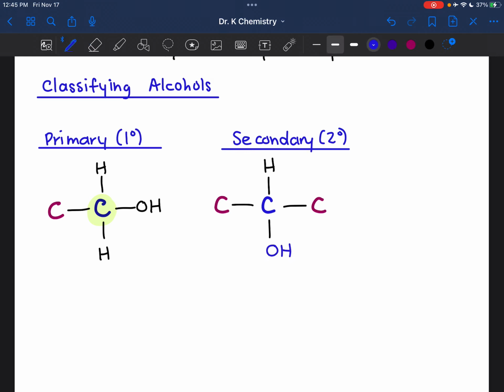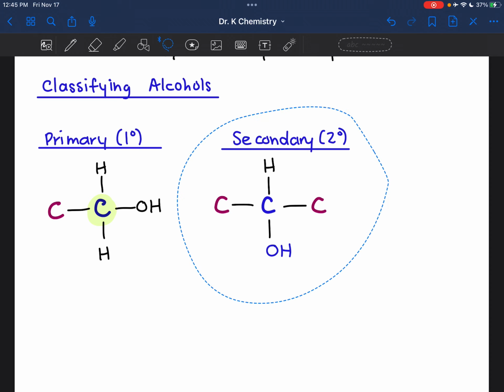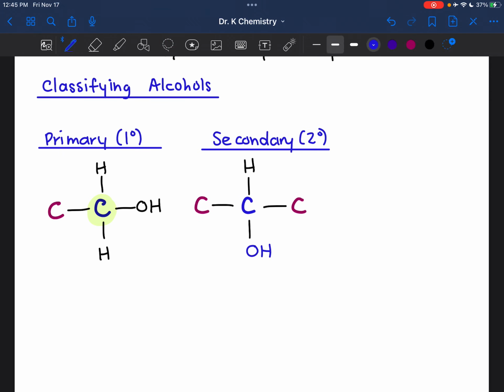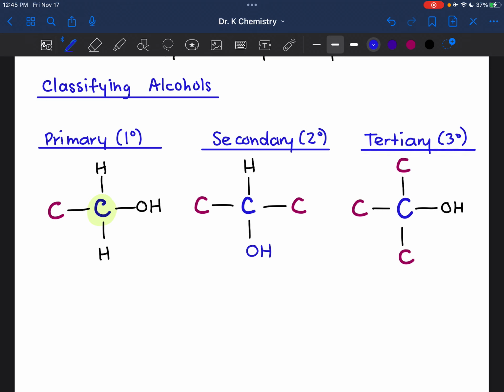Ooh, one of these should be an OH. There we go. And finally, if that carbon is attached to 3 carbons, then we call it a tertiary alcohol.